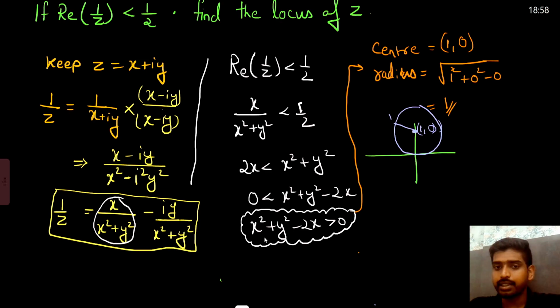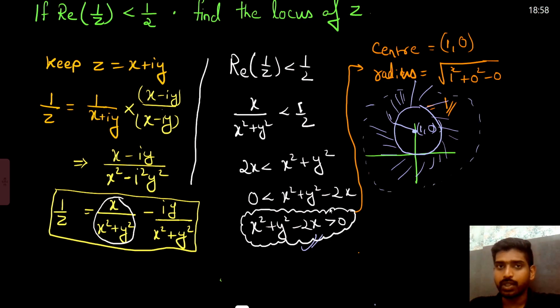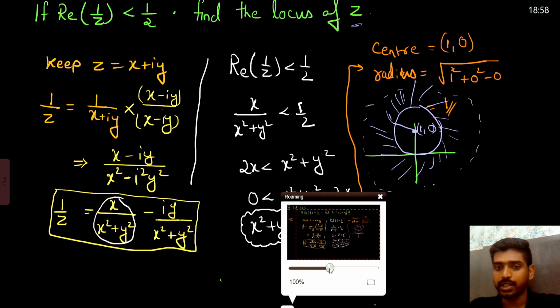Now they didn't say this equals 0. They said greater than 0. Greater than 0 means it represents the region outside this circle. All the complex numbers lying outside this circle satisfy this equation. So what is the locus of z? The locus of z is all the complex numbers lying outside this circle with center 1 comma 0 and radius 1. Got it? This question is done.